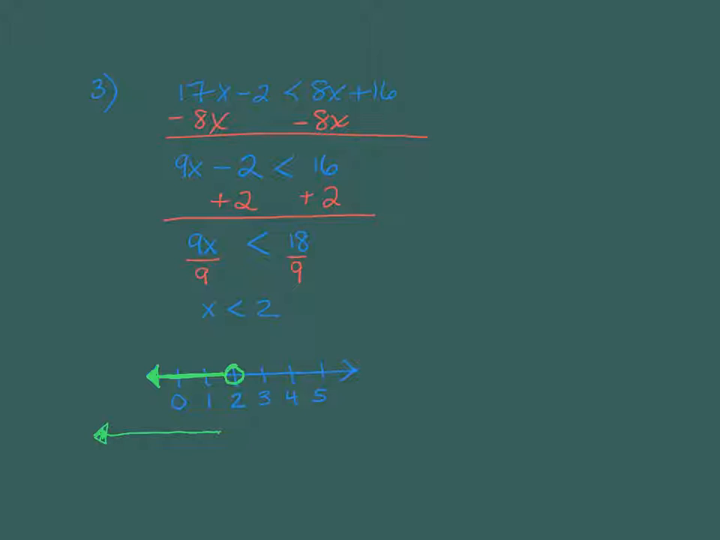So I'm going to do 17 times 0 minus 2 is less than 8 times 0 plus 16. 17 times 0 is 0. So that only leaves you with a negative 2 on this side. 8 times 0 is 0, which leaves you with just a 16 on this side. Negative 2 is less than 16, so I know the shading on my graph is going the correct way.